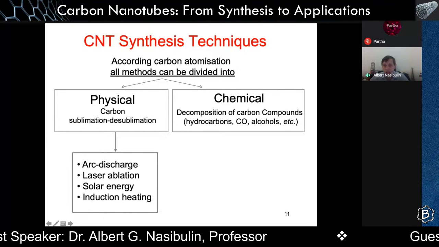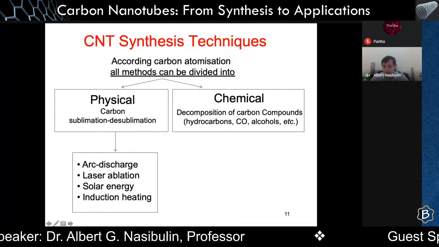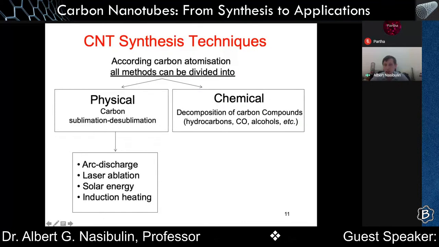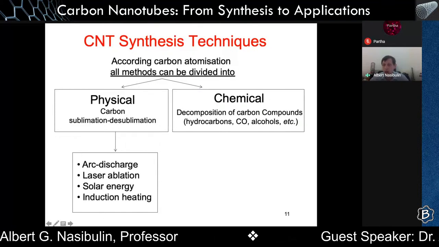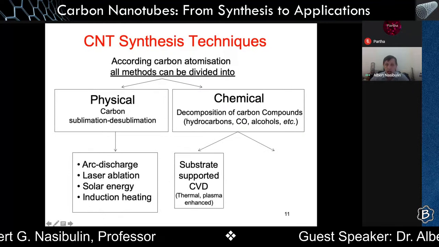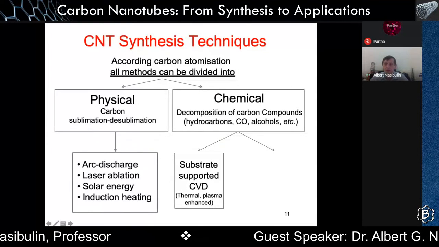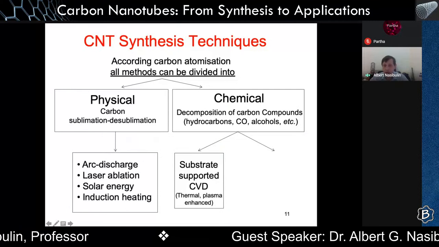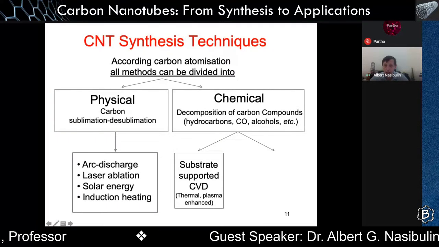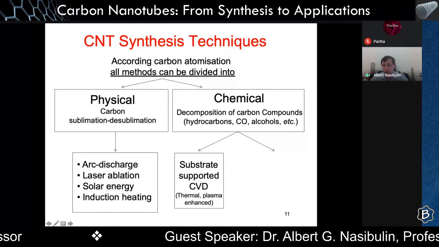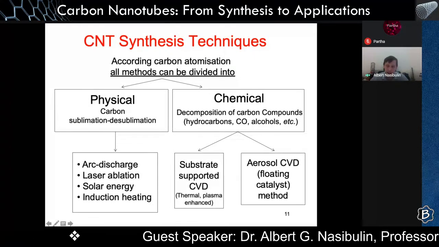There is another way, the chemical one, where you don't need such high temperatures. 1,000 centigrade is enough to produce high quality carbon nanotubes. This is based on decomposition of different carbon compounds like hydrocarbons, CO, or alcohol. In turn, one can divide this method into substrate CVD and aerosol CVD synthesis.